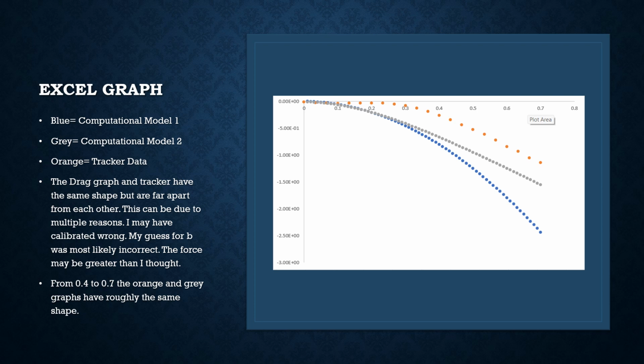But some good news is you can definitely see that they are the same shape. The one that only includes gravity compared to my Tracker data, they're not very similar at all in the direction that they're going, but the gray one and the orange one do have similar directions. They almost look a little bit linear at the bottom, unlike the blue one. And like I said, I am analyzing 0.4 to 0.7 because that's where it looks most accurate.